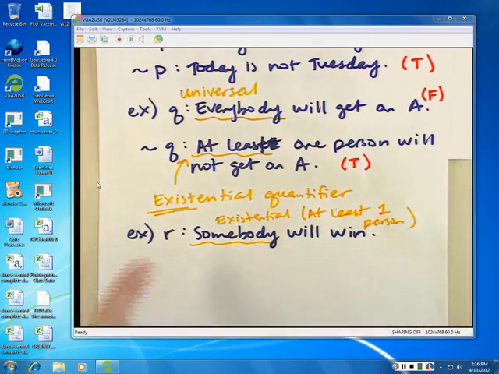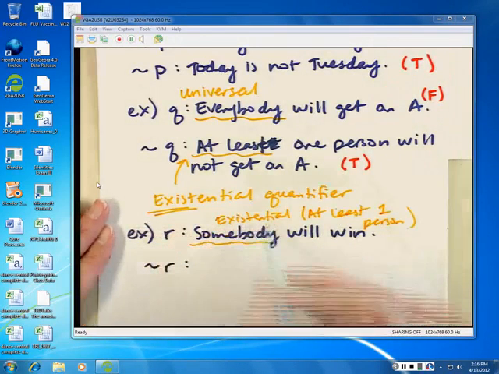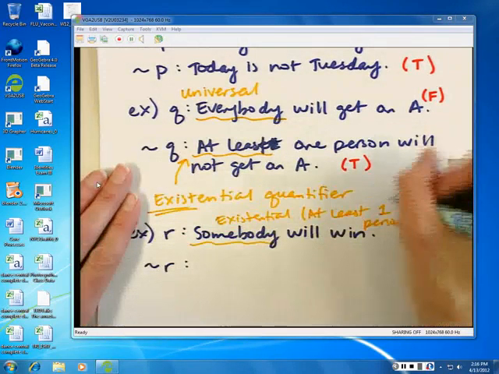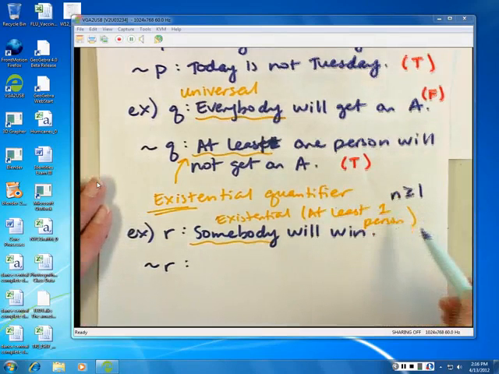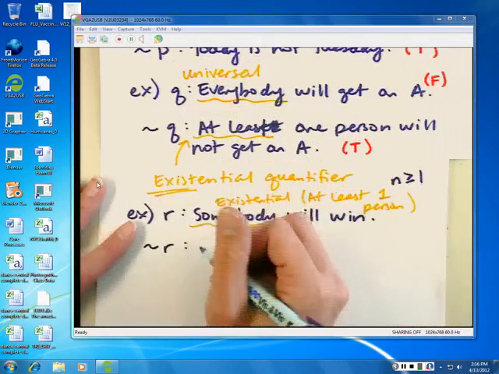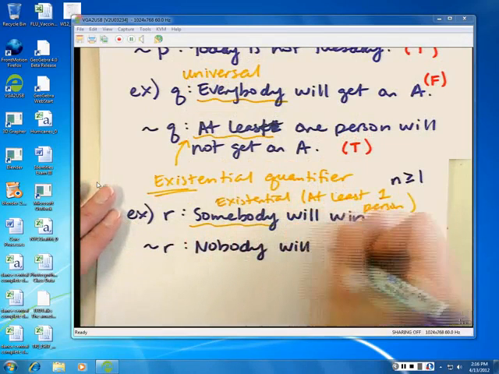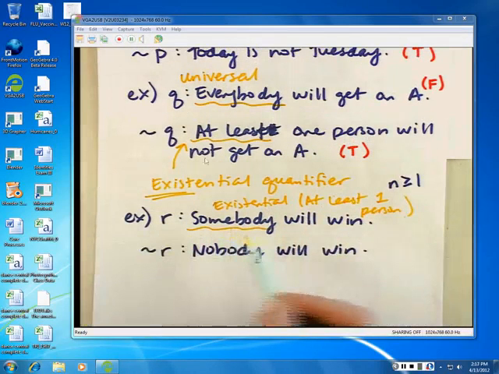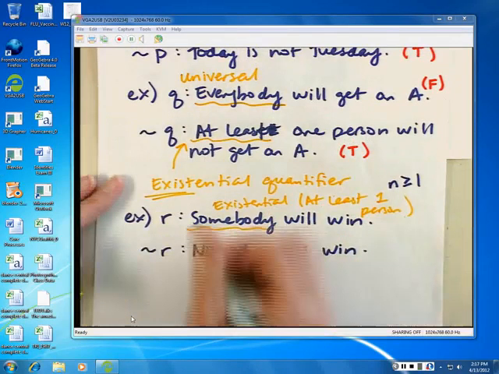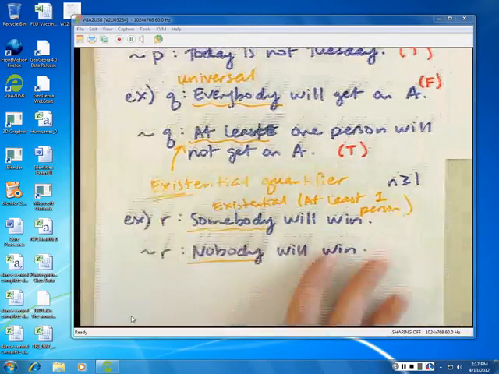The opposite of somebody winning is not everybody winning. So the opposite of somebody winning, at least one person, which would be one person or more. So I'm going to have the number of people that win is greater than or equal to one person. The opposite of greater than or equal to one person would be nobody. So I'm going to go to the opposite universal quantifier. So this is nobody will win. So it went from at least one to, in this case, nobody. You could also say everybody will lose. That would also work. So there's a couple different ways to attack these.